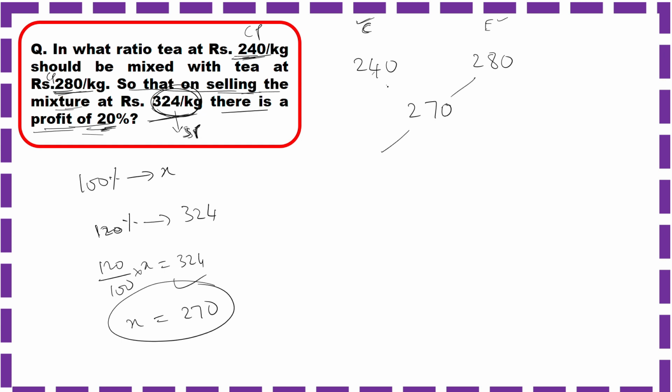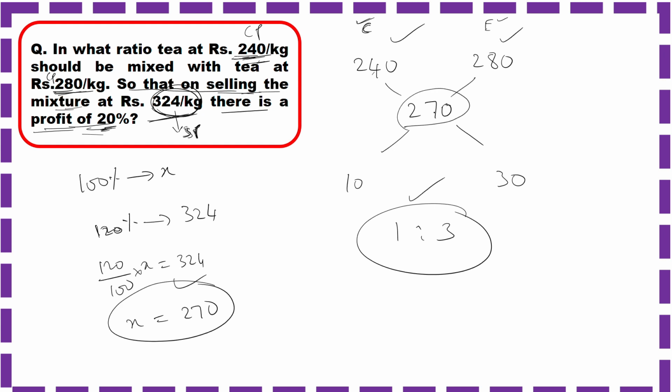Now you can directly subtract. After subtracting, you will get 10 and 30, so the ratio is 1:3. So these two quantities of tea must be mixed in 1:3 ratio, so that the resultant price of the tea per kg will be 270 rupees. 270 in the sense this will fetch 324 rupees, which is 20% profit. So in this 1:3 ratio these must be mixed in order to get this 20% profit.